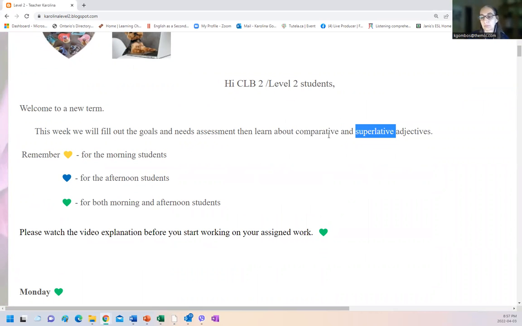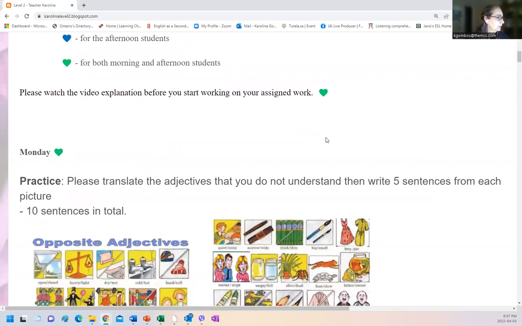When you have two or more things that are the same, then we can compare them. So for example, you have two apples, one is small, one is a little bit smaller, then you can say, oh, this apple is smaller than this apple. Okay, that's what we will be learning this week.